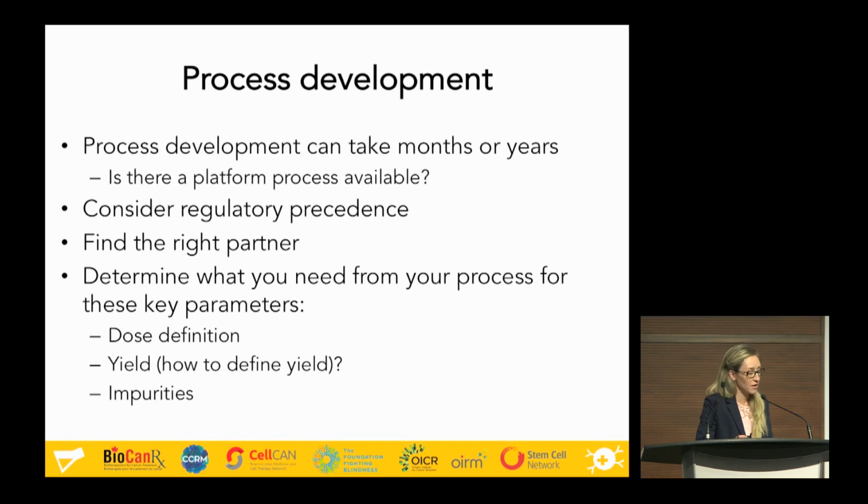And determine at the onset what's important for your process. So try to create what we call a target product profile. So try to figure out what your dose is, how good you need your yield to be, and what the impurity profile should be.